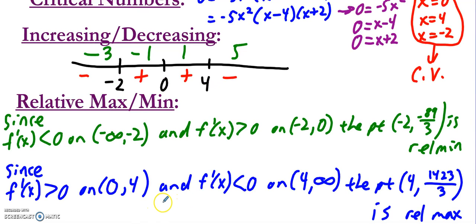Right, so this one had a little bit more going on, but hopefully you found a relative minimum and a relative maximum. So my relative minimum is, since f prime of x is less than 0 on the interval negative infinity to negative 2, and f prime of x is greater than 0 on the interval negative 2 to 0, the point negative 2 comma negative 89 thirds is a relative minimum. And since f prime of x is greater than 0 on the interval 0 to 4, and f prime of x is less than 0 on the interval 4 to infinity, the point 4 comma 1,423 thirds is a relative maximum.